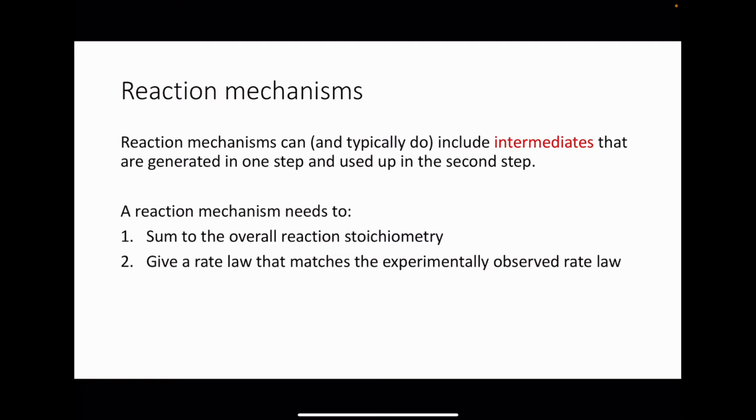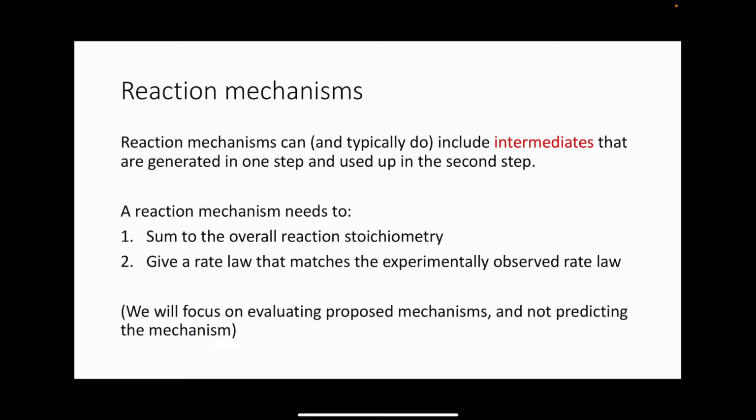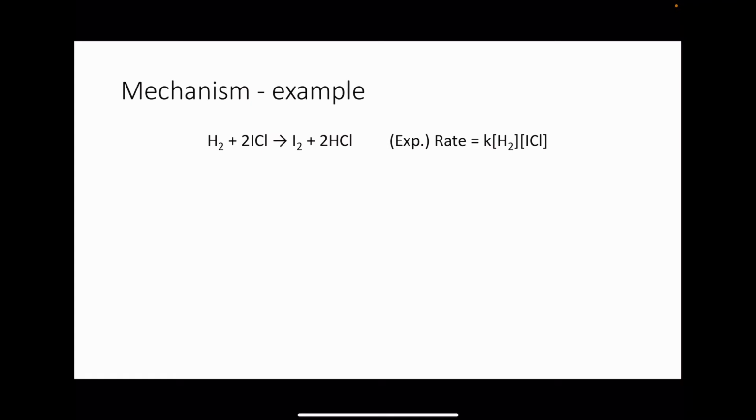So if we use all of those steps, which we know that if it's bimolecular, it's second order, and so forth, and we put them together, the overall rate law predicted by our mechanism must match the experimentally or empirically observed rate law. So what we're going to do is focus on evaluating proposed mechanisms. We won't get into predicting mechanisms. If you go on to do other chemistry classes, you will get into the reactivity and predicting reaction mechanisms. So let's start with this.